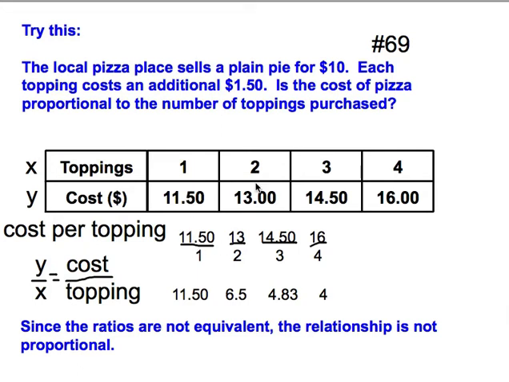$11.50 over 1, 13 over 2, $14.50 over 3, 16 over 4. $11.50 divided by 1 is $11.50. 13 divided by 2 is $6.50. Now, I automatically know that this is not proportional because these ratios aren't equivalent. But let's keep going anyway. $14.50 divided by 3 is about $4.83, and 16 divided by 4 is 4. So this is not a proportional relationship. The unit rate is not the same.